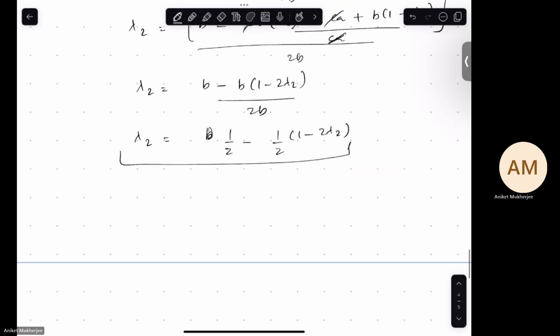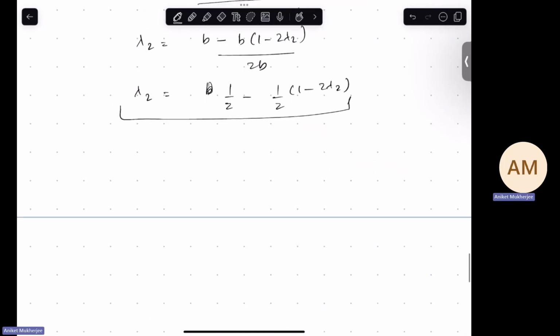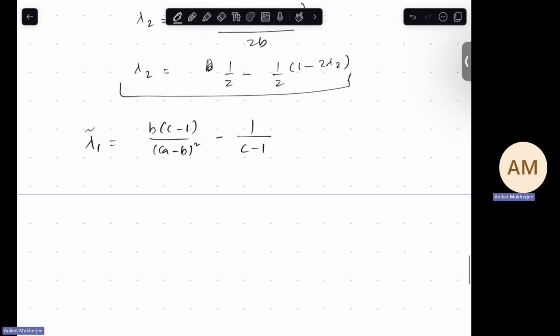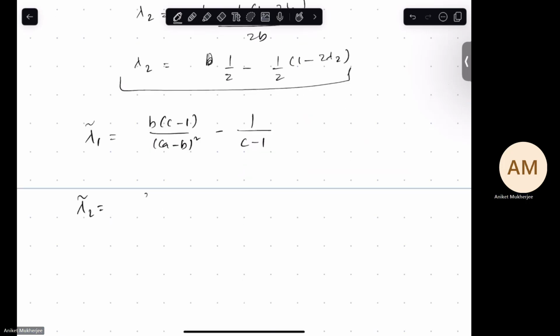So finally, what we get is two unique solutions. The unique solutions are lambda 1 equals b into c minus 1 by ca minus b whole square minus 1 by c minus 1, and lambda 2 is c by c minus 1 minus ca into c minus 1 by ca minus b whole square.